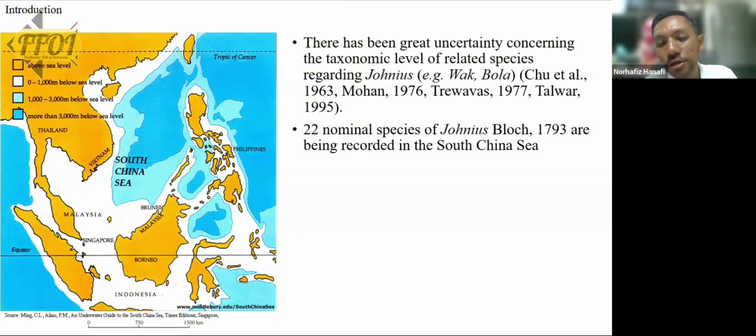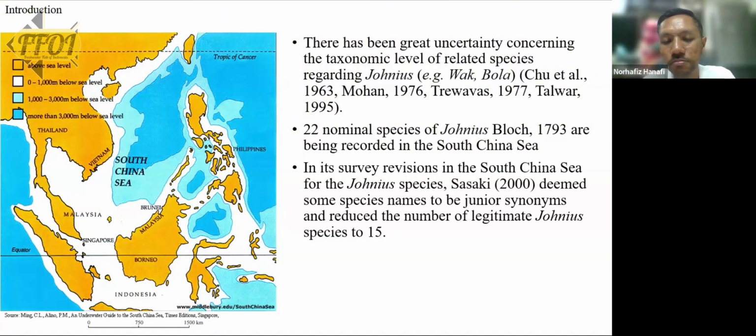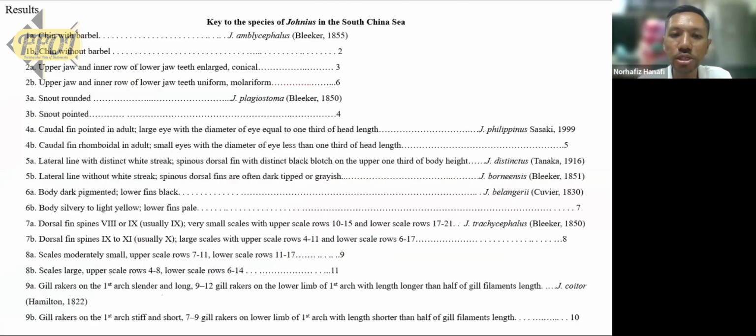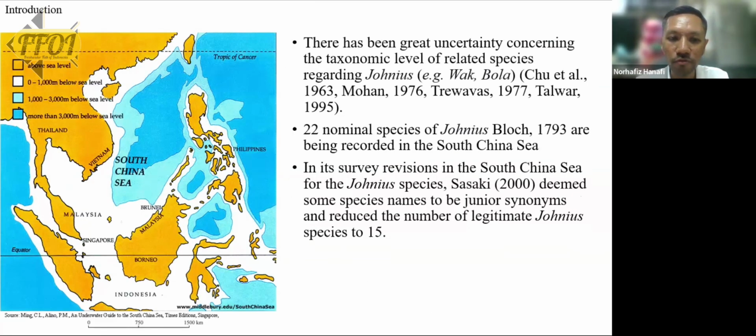Actually, in Sciaenidae, researchers before this recorded 22 nominal species. Then Sasaki in 2000 mentioned that the valid species in Sciaenidae is 15 species. Then I asked, is it really 15 species? So that's why I try to validate the species of the genus in the South China Sea.